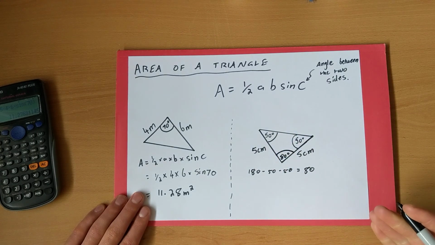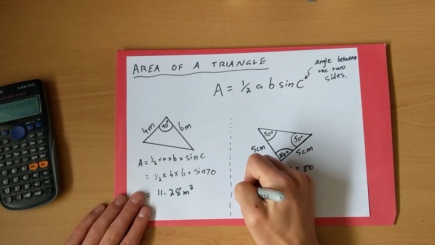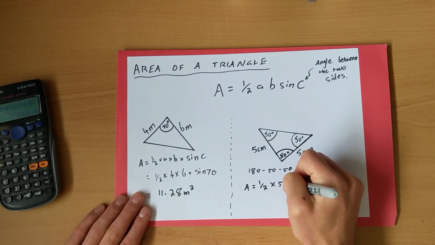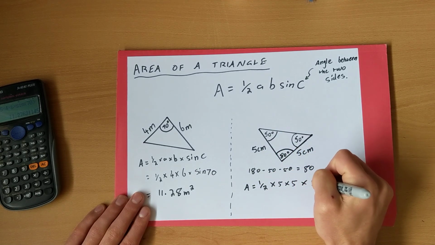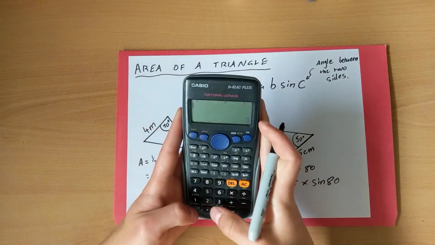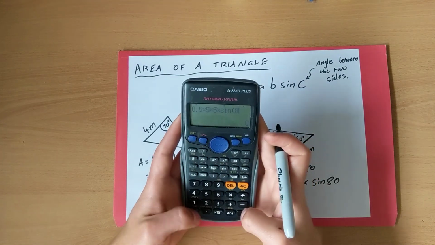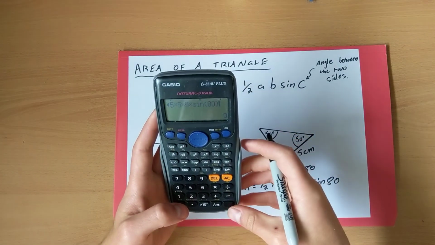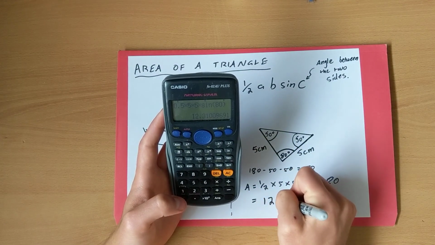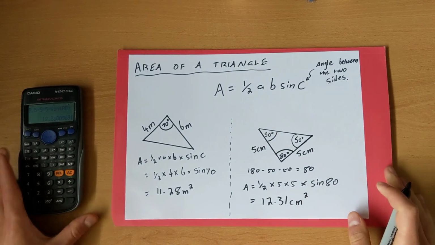And now I can use my formula because I have the angle that is between the two side lengths. So the area of this triangle will equal a half times 5 times 5 times the sine of 80. And if I plug that in, a half times 5 times 5 times the sine of 80 degrees, the area of this triangle is 12.31 centimeters squared. There you go.